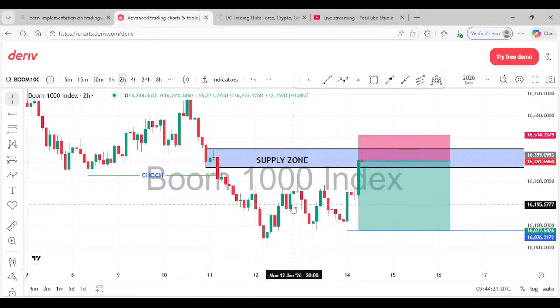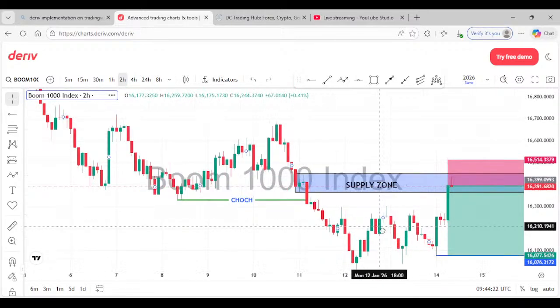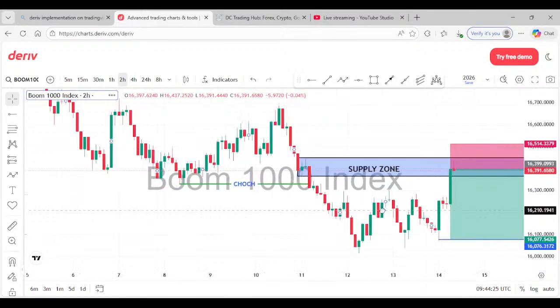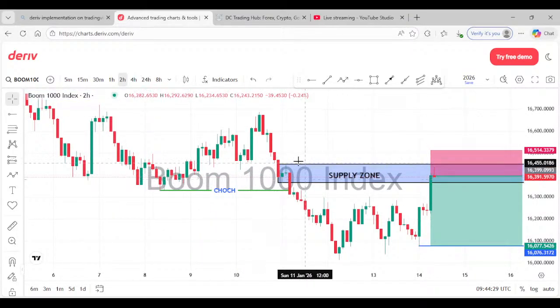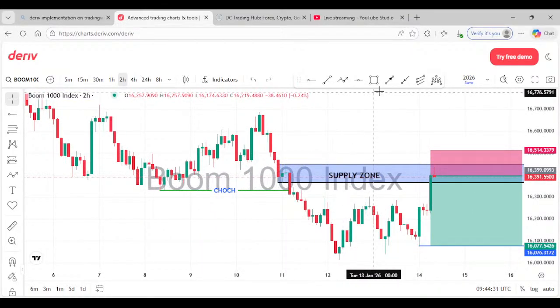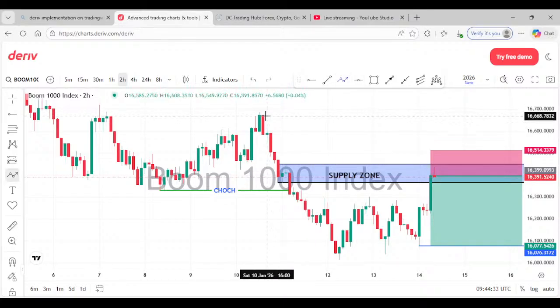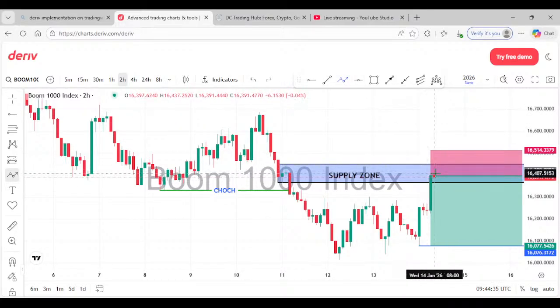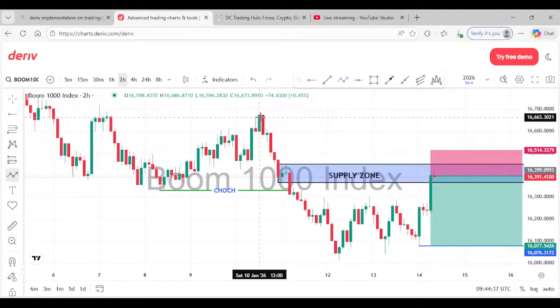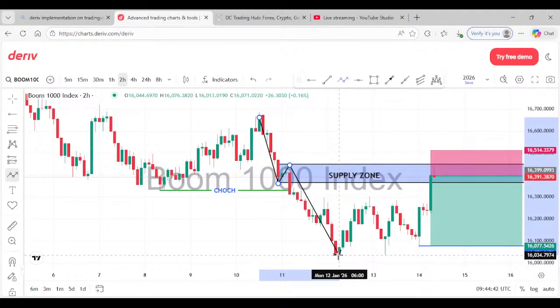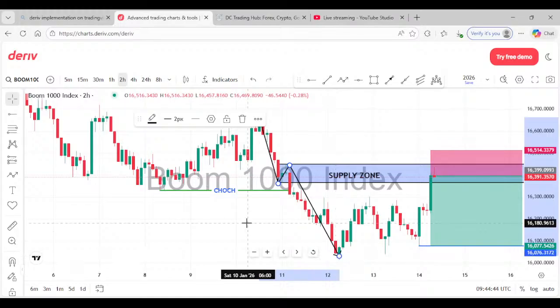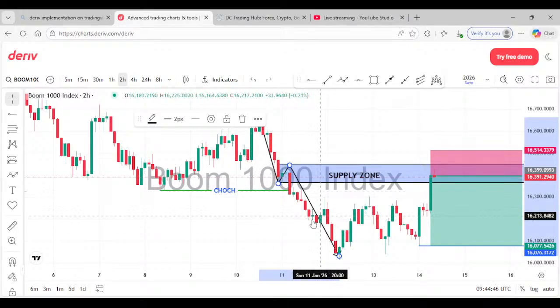So what we can see in Boom 1000 is this. It's very obvious, as you guys can see, that the market is moving downwards. So what happened here? Why did I take my sell position in this particular area? We can see that we had a drop, then we had a base, then we had a drop. So it's a drop, base, drop. So this is a supply zone, so we are currently anticipating price to move down.